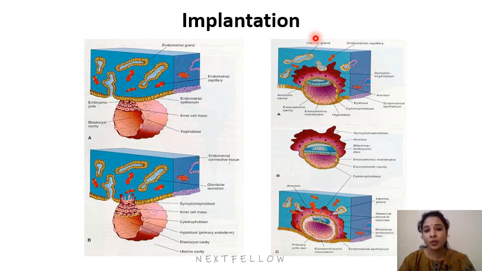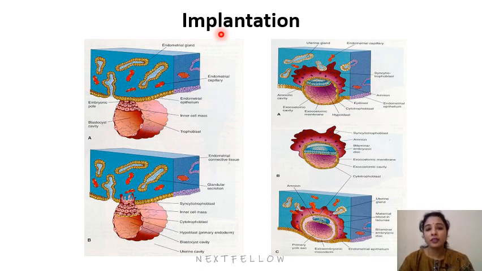So the syncytial trophoblast invades the endometrium with the help of enzymes called proteolytic enzymes secreted by its cells. So the syncytial trophoblast produces proteolytic enzymes which cause the erosion of the wall of endometrium. So the blastocyst goes deeper and deeper until it completely lies within the endometrium. So this kind of implantation in human is called interstitial implantation.